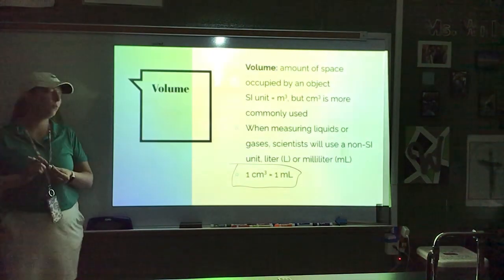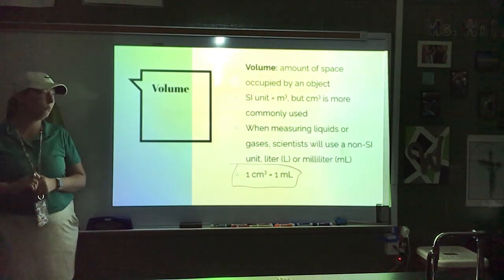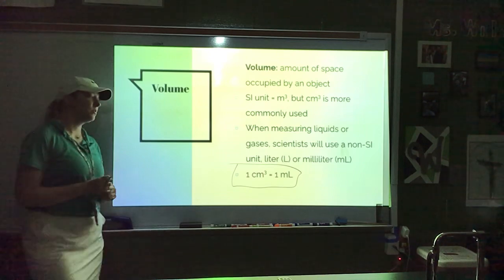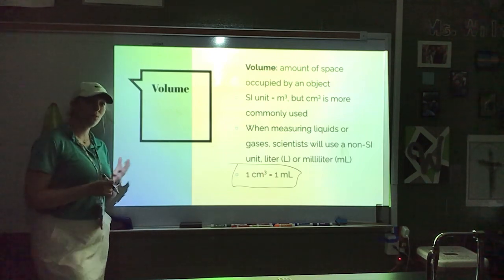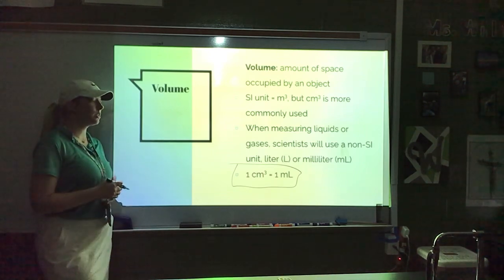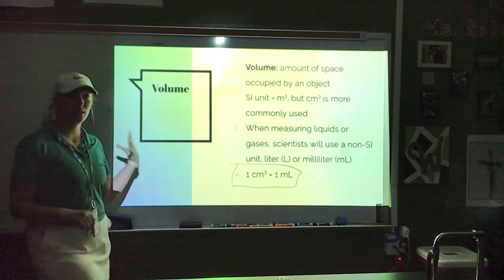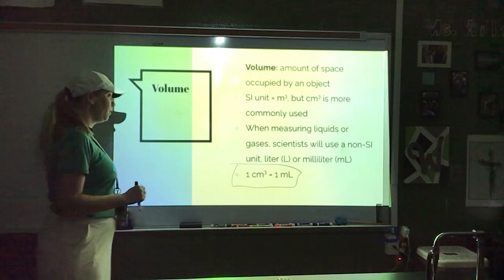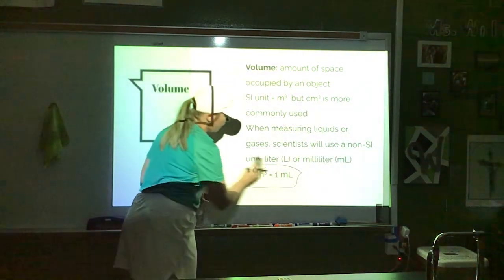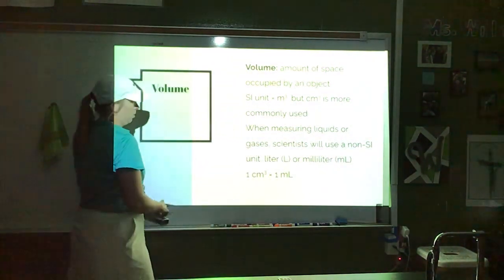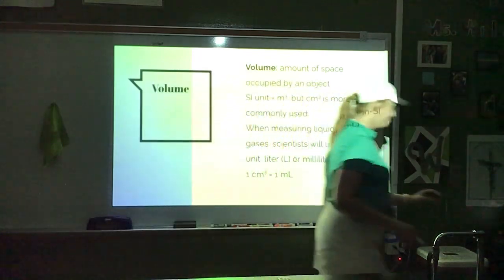This you may want to know. 1 centimeter cubed equals 1 milliliter, especially when we get to converting. Sometimes they're given to you in centimeters cubed and they want it converted into milliliters. So it's good to know it's just a 1-to-1 ratio. For every centimeter cubed is 1 milliliter. So make sure you have that written down in your notes.